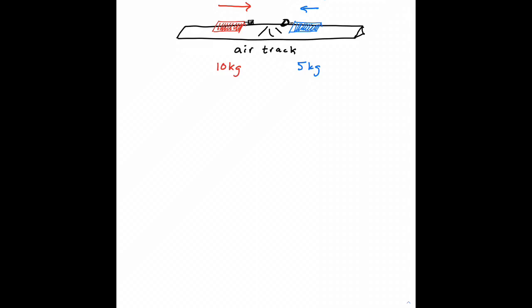So this video will show you how to solve for the final velocity of two different objects when they undergo an elastic collision. So here we have two gliders on an air track. The air track guarantees that the collision, or the system I should say, is an isolated system because there's no external force of friction when you use an air track.